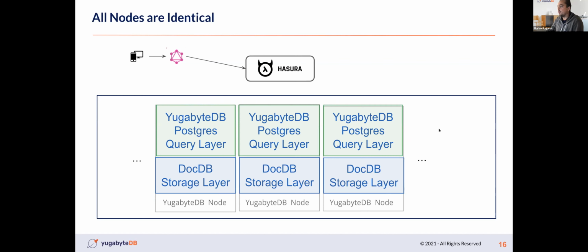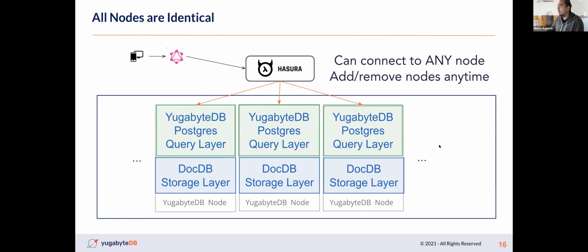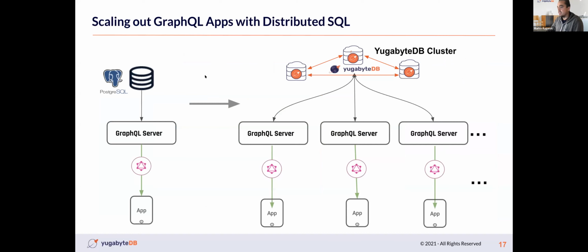And then that communicates with the data, right? So connecting to any node, YugabyteDB will cache the different shard locations and be able to direct the traffic to where it needs to go. And then you can add or remove nodes anytime without any downtime. So that's different than how you'd have to do with traditional systems, right?